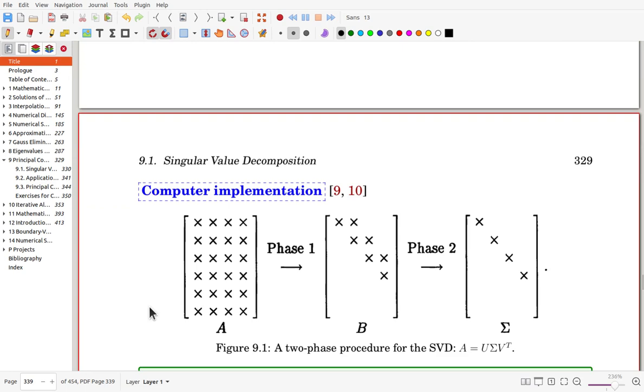Now here is how to get the singular value decomposition in practice. That one is well organized.